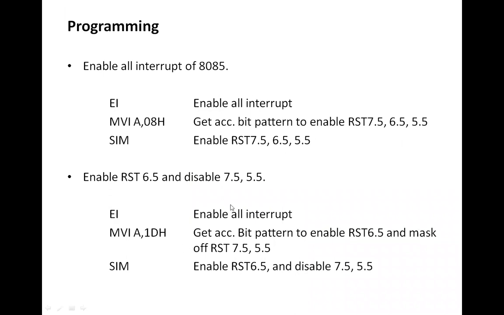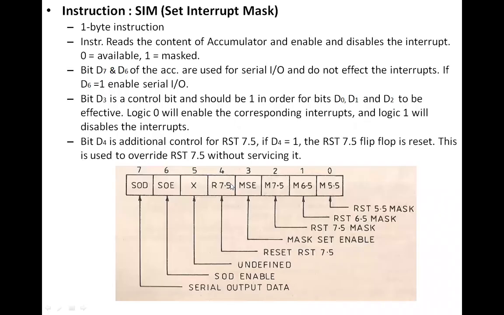Now, suppose that we want 7.5 to be available and 5.5 to be disabled. We want 7.5 to be available and the rest to be not available. They should be masked. So if it has to be masked, it will be 1. If it is to be available, it will be 0. If we want any interrupt line to be masked or not masked, we have to put this 1. So 1, 0, 1, 1.